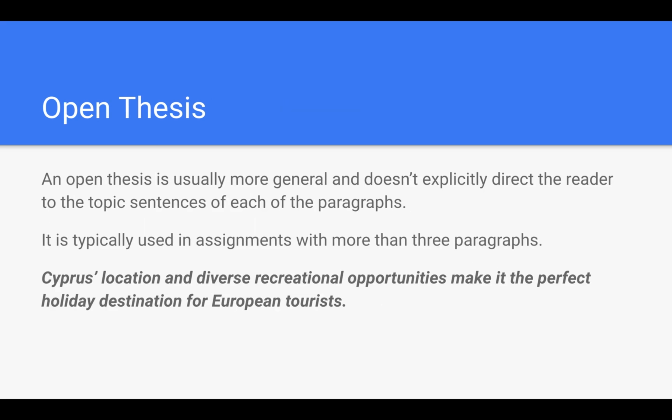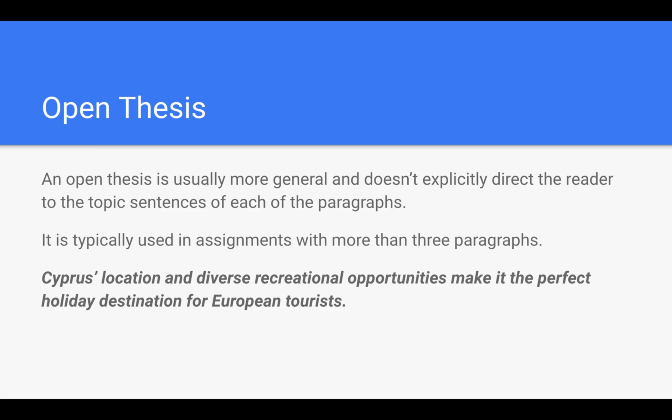An open thesis is usually more general, and it doesn't explicitly direct the reader to the topic sentences of each of the paragraphs. Usually people who are writing longer academic pieces of writing will use an open thesis, because you can't just mention the topic sentence of every paragraph in your thesis. But for a 5-paragraph theme, you can. That's why the closed thesis is used more often for a 5-paragraph theme.